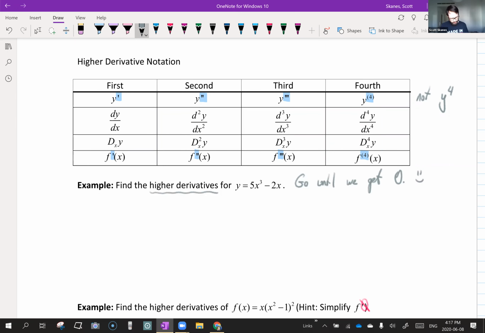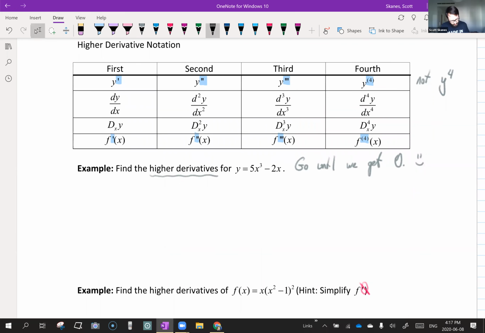You'll know when we get there. This isn't an implicit question, so it's quite simple. First derivative is 15x squared minus 2. Second derivative, you get the derivative of that answer.